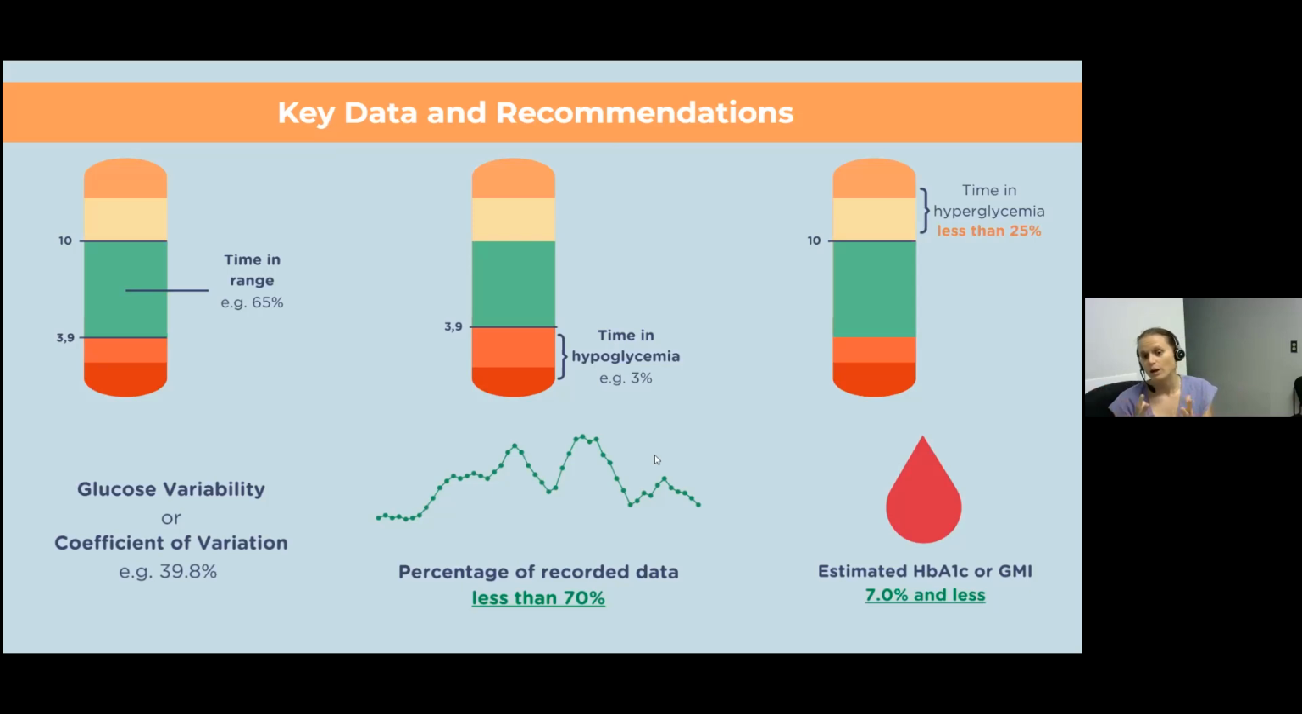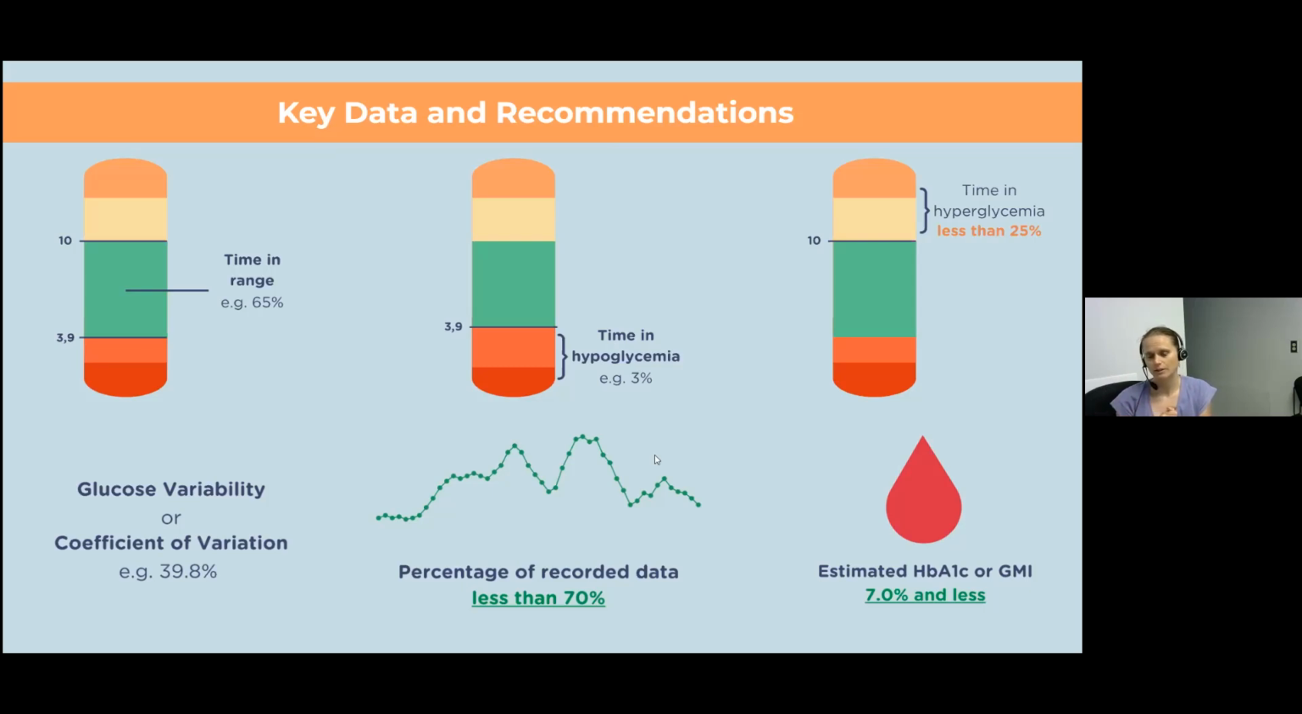Finally, what we also want to make sure of when we analyze all this data is that the data is there. So make sure that when you look at these reports, the percentage of recorded data that exists is at least 70%. If there's a bunch of missing data because you didn't wear your CGM maybe, or you took it off before the time period, then it's not going to be a good report to analyze. You want at least to have 70% of the data there.